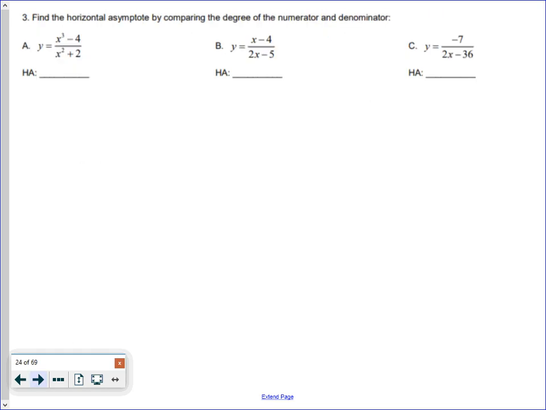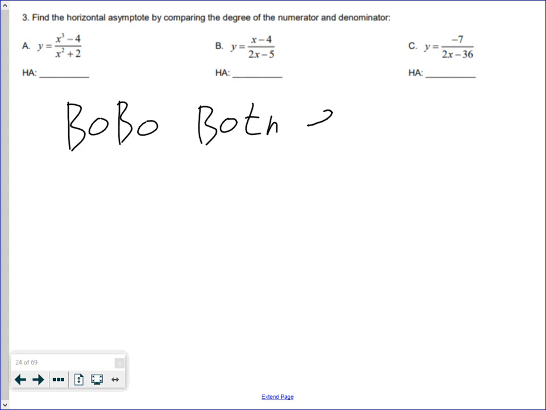All right, number 3, we're going to find the horizontal asymptote by comparing the degree of the numerator and the denominator. So remember, this is the BOBO, BOTTIN, EATS DC. BOBO stands for bigger on bottom. The horizontal asymptote is 0. BOTTIN is bigger on top, none. EATS DC is exponents are the same, divide coefficients.